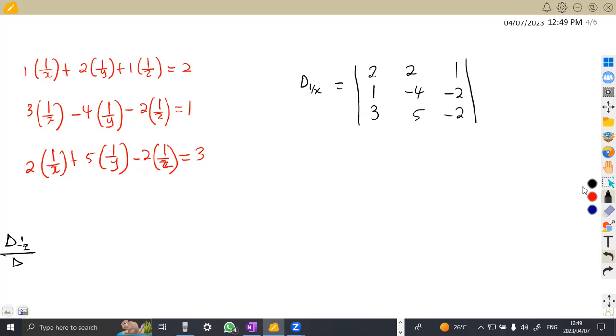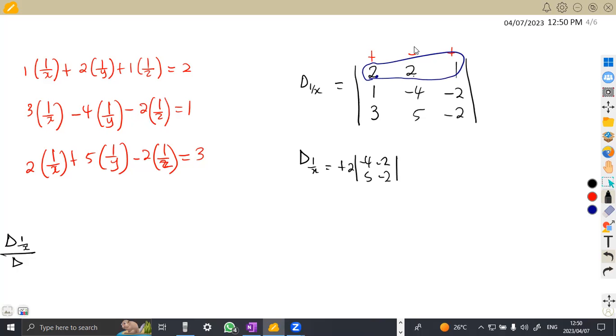So we determine our determinant. As for me, it's best to use the signs plus, minus, and plus, where the determinant with respect to 1 over x is going to be plus 2. Remember, for plus 2, you close the row and column where there is this 2. I'm using this row here. If you close this column where there is 2, you remain with negative 4, negative 2, 5, and negative 2.